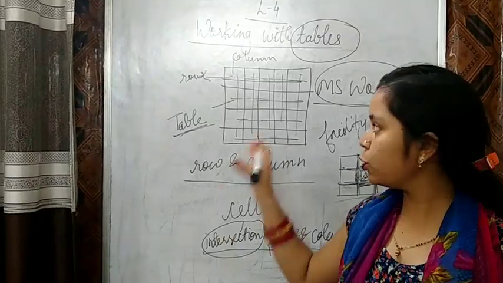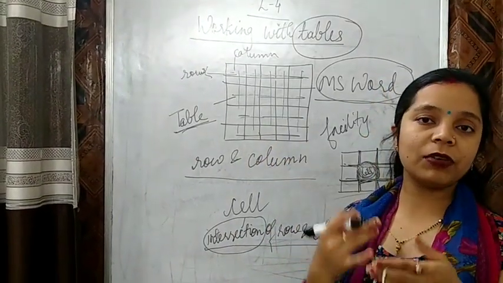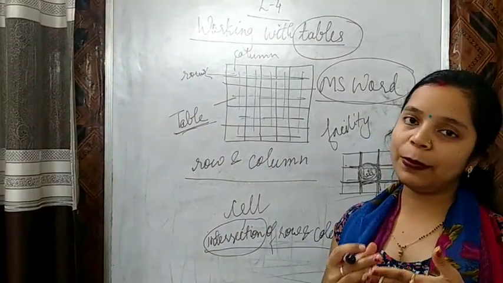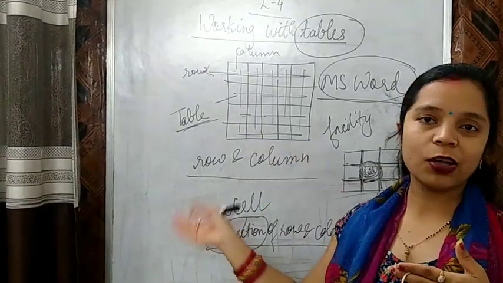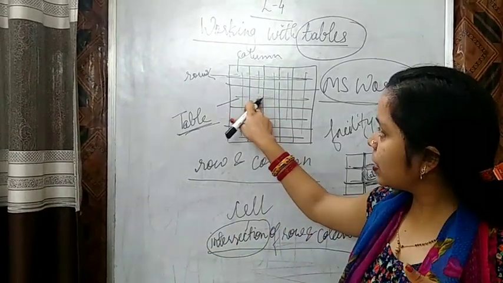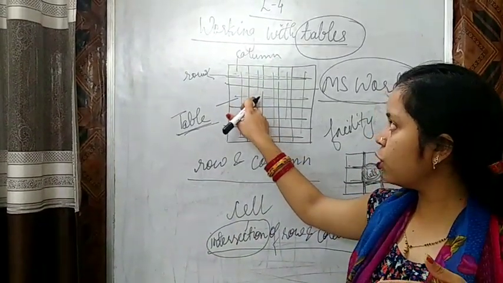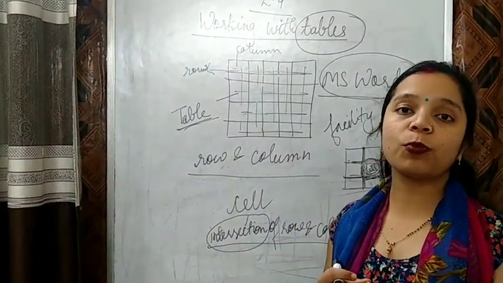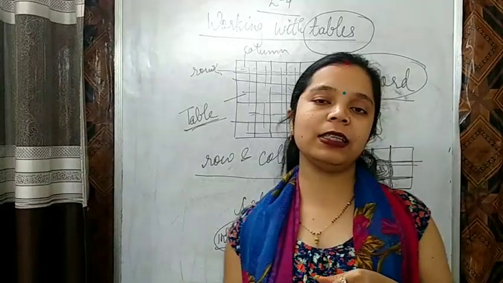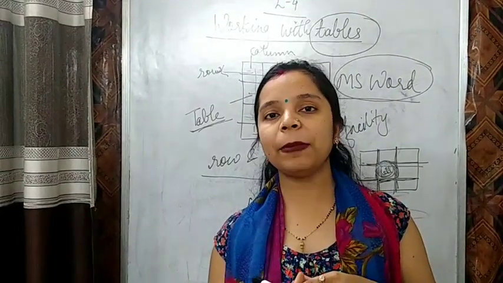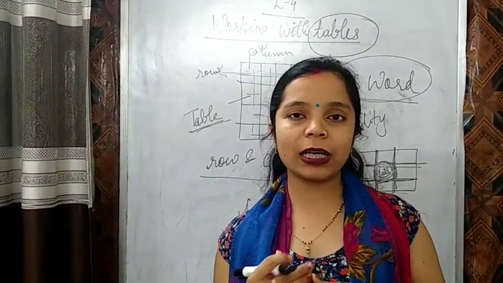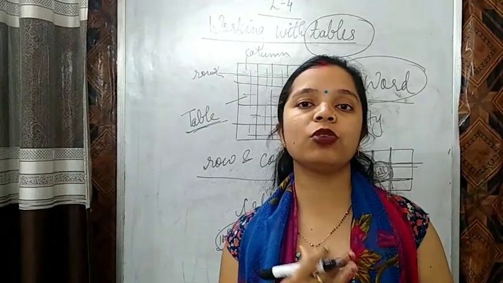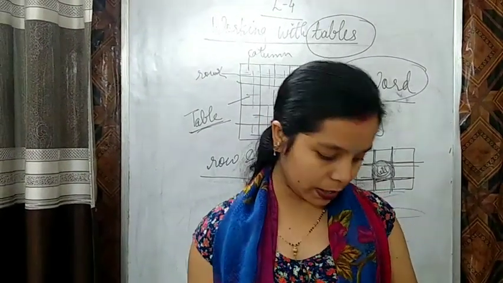So these are some parts of table. If anyone will ask you what is table, table is a combination of rows and column. What is a cell? The single box or the intersection of row and column is known as cell. So MS Word provides you a very good facility to create tables. In MS Word, you can create table, you can organize your data in the tabular format.